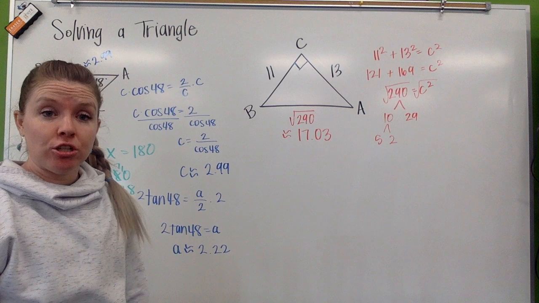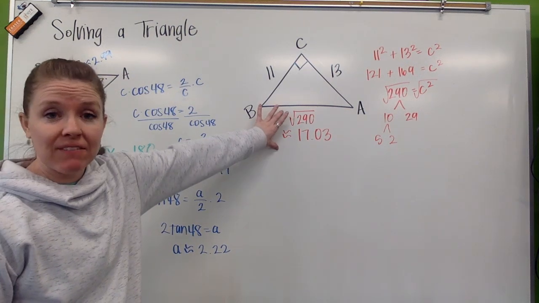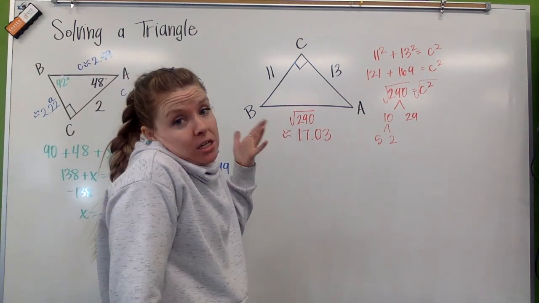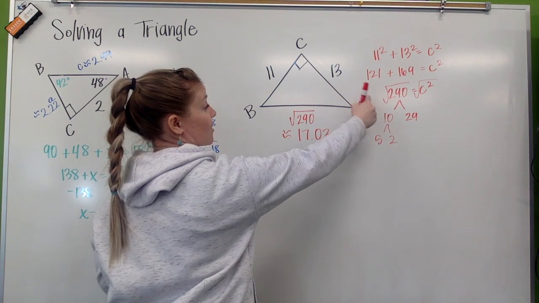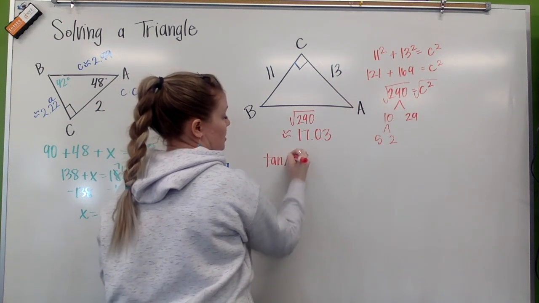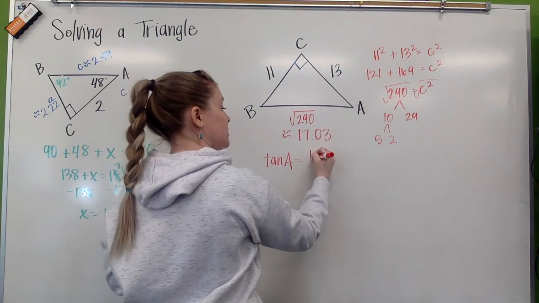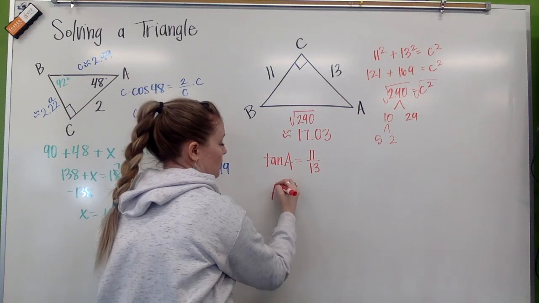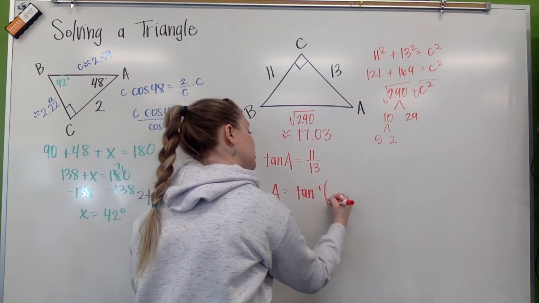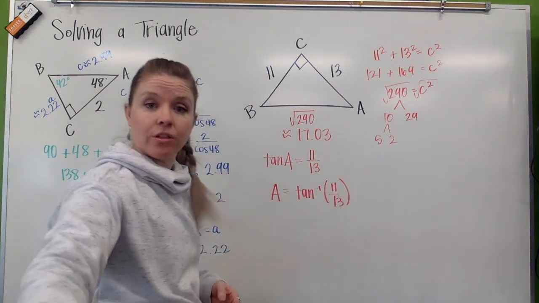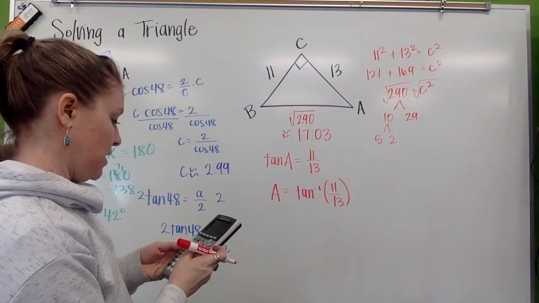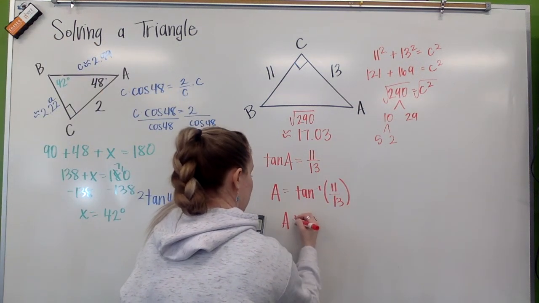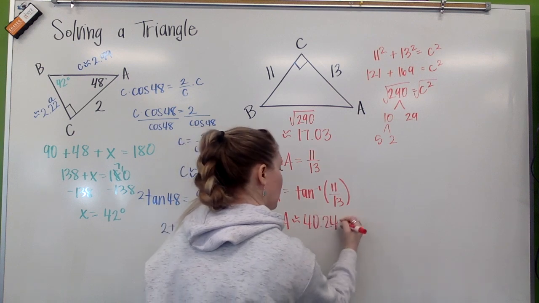Okay, and now I need to solve for my two missing angles. Because I wasn't given the hypotenuse, I'm not going to use sine or cosine, because if I got the hypotenuse wrong, I'd carry that error. So if I want to find the angle A, I'm going to say tangent of A is 11 over 13, opposite over adjacent. So the angle A is going to equal the tangent inverse of 11 over 13. My angle A is about 40.24 degrees.